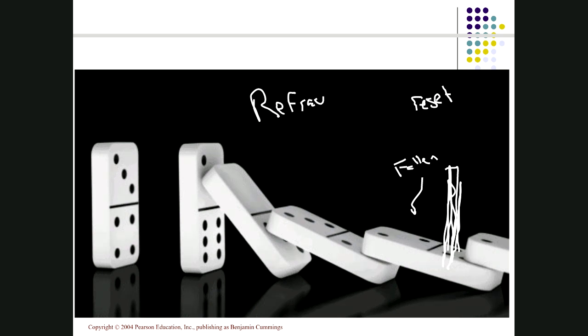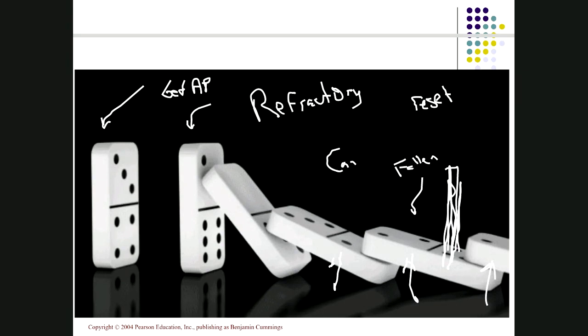So this domino is refractory, and this one is refractory, and this one is refractory. These are not refractory. They're already set up. So I can get an action potential here, but I cannot get an action potential over here until they're reset.